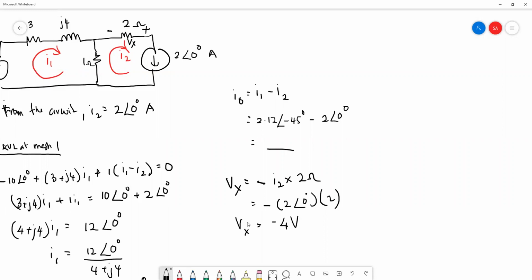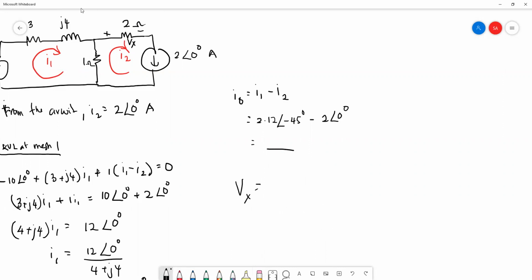Or maybe the polarity is changed, for example. It's not like this, maybe the polarity is like this. So calculate what is Vx. Simply look at Vx, and the direction of the current is entering the positive terminal. So just put positive, and the current is I2, which you have calculated as 2 angle 0 degrees, multiplied with the resistor value. So you will have positive 4 volts. So actually the polarity depends on the question definition. So don't be confused.